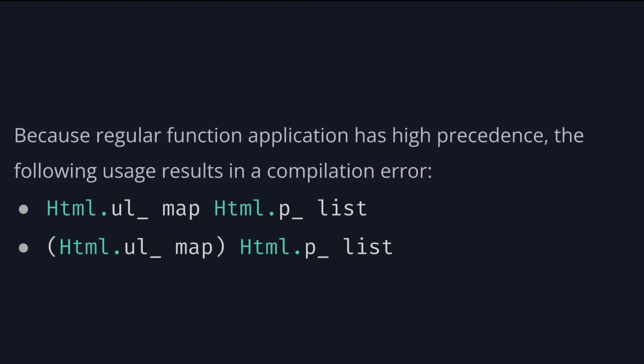Because regular function application has high precedence, the following usage results in a compilation error. Because if we don't put a dollar or don't put the parentheses, Haskell will do it for us, and it will do it wrongly and then will fail and we'll get a compilation error. So we have to be explicit and put the parentheses or dollars where they belong.